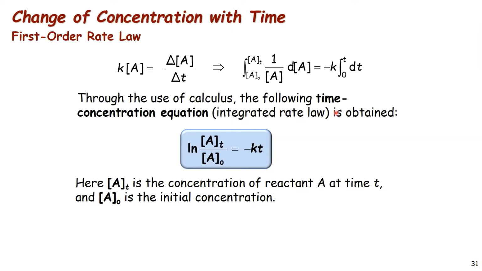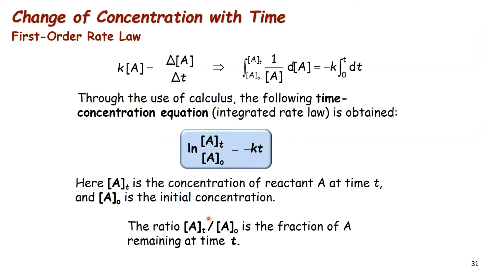So you'll hear me most often refer to it as the time concentration equation, but sometimes I'll call it an integrated rate law, because that's all this is. We integrated the rate law, and it gave us our time concentration equation. So we can see for a first order equation, we do need to know the initial concentration and the rate constant. And from that, I can tell you what the concentration is going to be at any time t. Okay? So you're just going to need to memorize this equation.